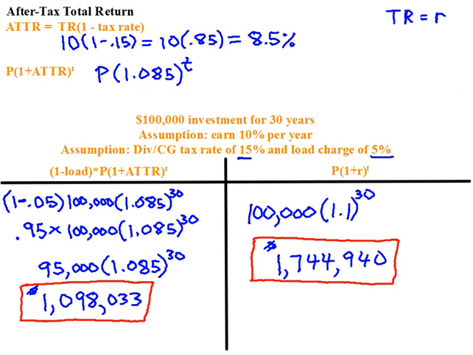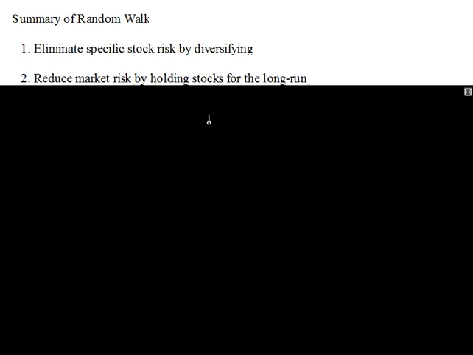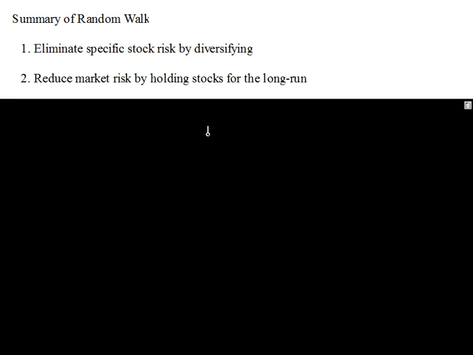Okay, let's look at a summary then. Let's go look at a summary of the random walk position. So the summary of the random walk, they say this. Number one, eliminate specific stock risk by diversifying. Okay, that's the first thing. And by the way, that can be eliminated. Specific stock risk, you can get rid of it. Number two, you can't get rid of it, but you can reduce market risk by holding for the long run.